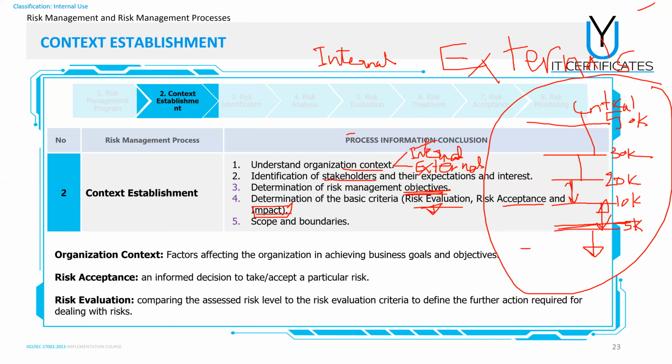This scope can be by location, by processes, by products, or by activities. It depends upon your strategy and the management requirements and expectations from the management program. This is the process of context establishment.